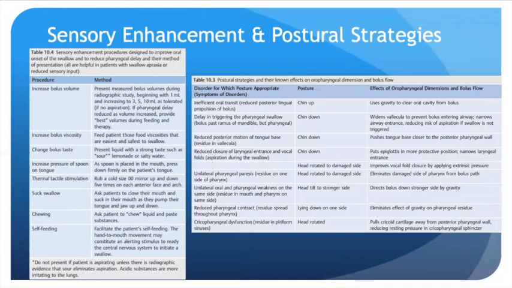Sensory enhancement procedures include increasing bolus size, bolus viscosity or thickness, changing bolus taste, increasing the pressure of the spoon on the tongue, thermal tactile stimulation, suck-swallow, chewing, and self-feeding. I should mention that there is some research that suggests that sour boluses, cold boluses, and spicy boluses decrease the latency of the swallow reflex trigger. So basically a sour, a cold, or a spicy bolus may result in a faster trigger. Postural strategies are also provided.